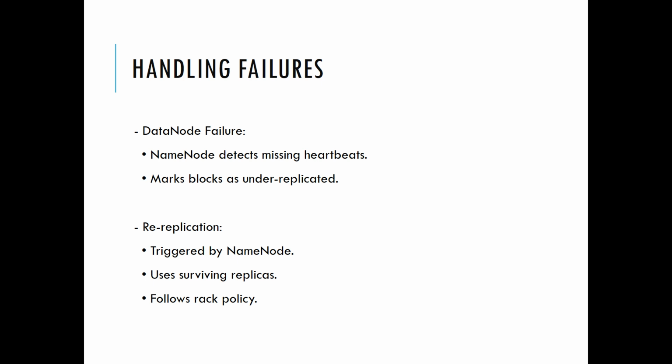To address this, the NameNode triggers a re-replication process. It identifies which blocks are under-replicated and then instructs other DataNodes to create new replicas from the surviving copies. The re-replication follows the same rack-aware placement policy to ensure that the new replicas are placed in a fault-tolerant manner. This process restores the replication factor and ensures data durability.